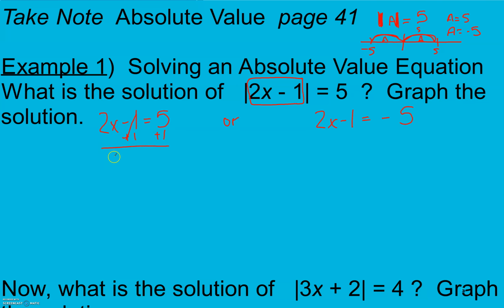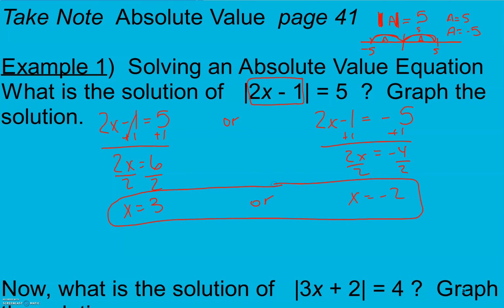First, we're going to add or subtract, then multiply or divide. Same thing here, add or subtract, then multiply or divide. So my solutions are x could have been 3 or x could have been negative 2 in order for us to get 5. Now to graph it, at 3, a number on each side, negative 2, a number on each side, and 0 here in the middle.